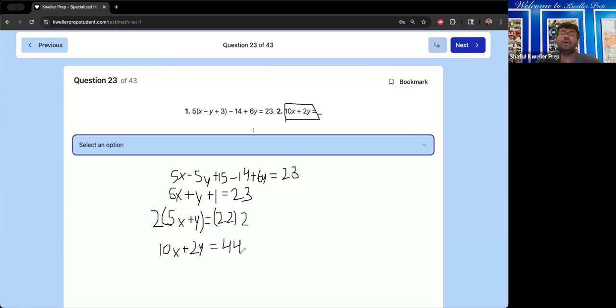So again, the SHSAT wants you to be smart with these equations, right? It doesn't seem at first you can double it, but this is literally 10x plus 2y and 5x plus y. So in your head, you have to think, okay, I can just double both sides. I can multiply both sides by 2, and you can get the answer here, which is 44. So yeah, does anyone have any questions on this?